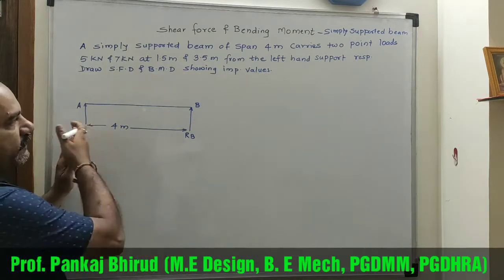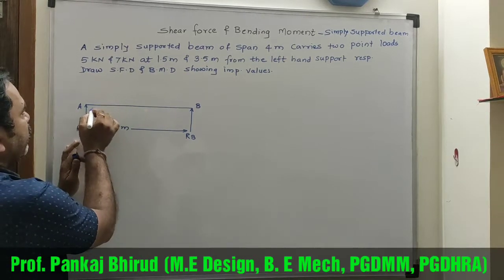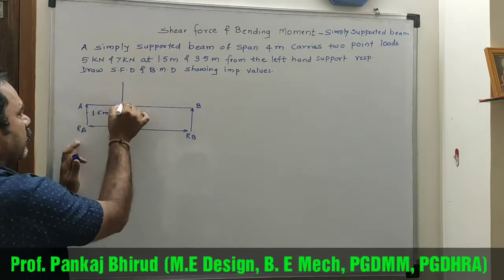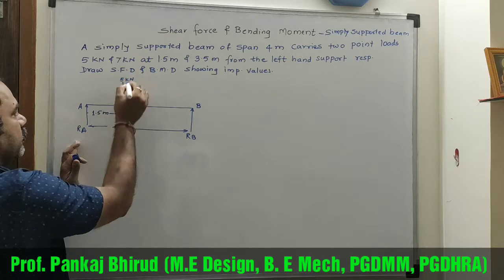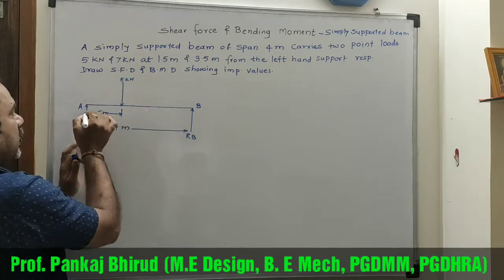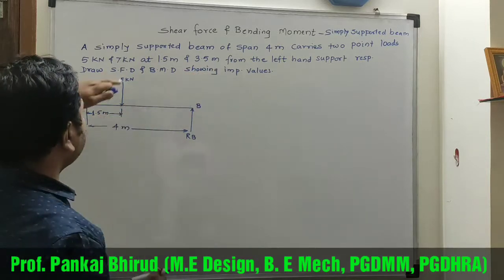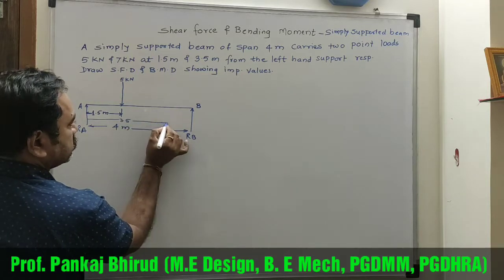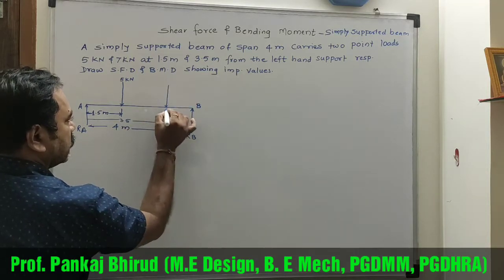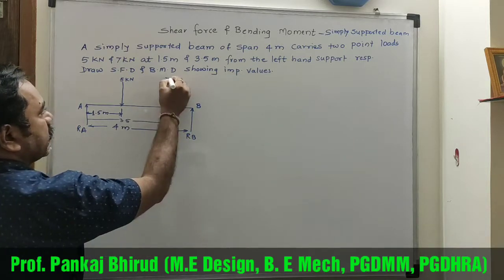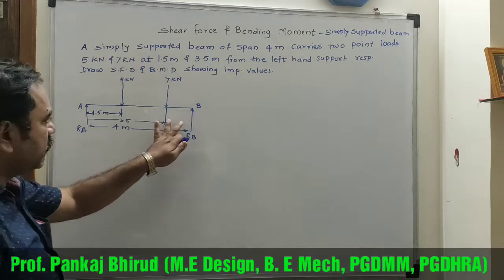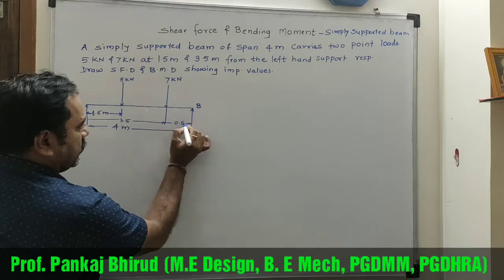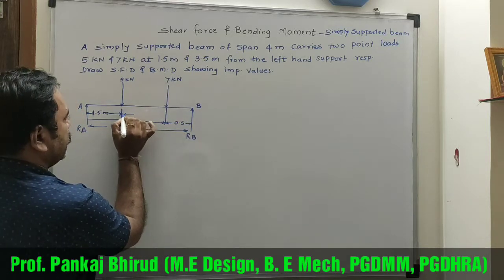Now 2 point loads 5 kN and 7 kN at 1.5 meter and 3.5 meter from the left hand side. So from left hand side here 1.5 meter, 5 kN, and from left hand side 3.5 meter, 7 kN. Now this remaining distance is 0.5. This in between distance is 2 meter.